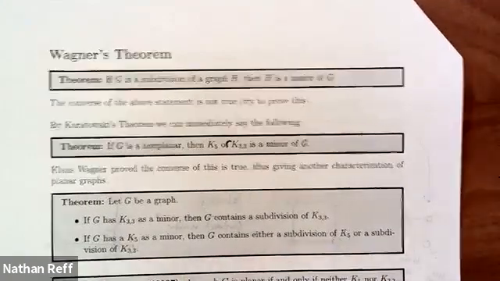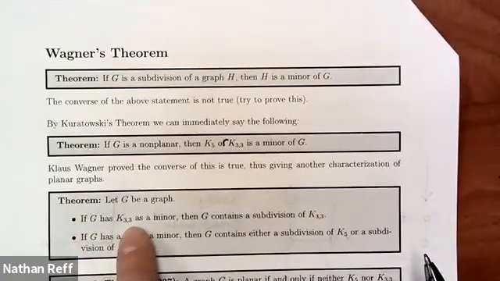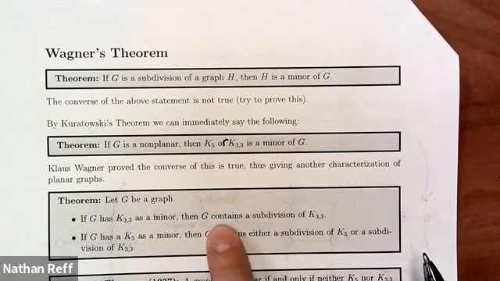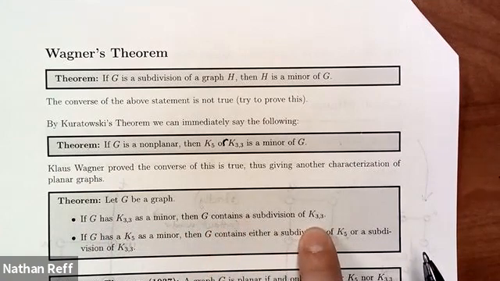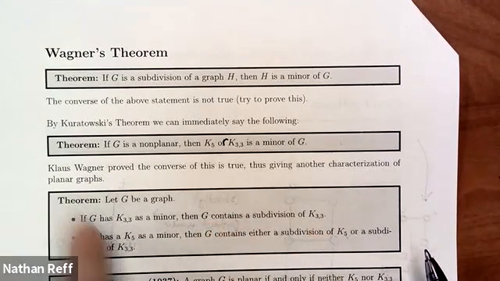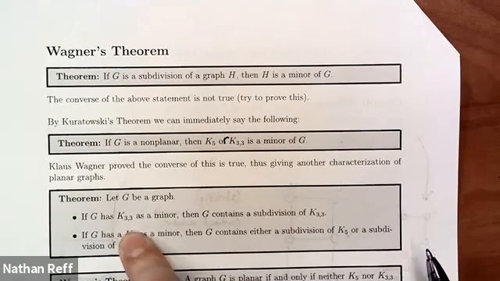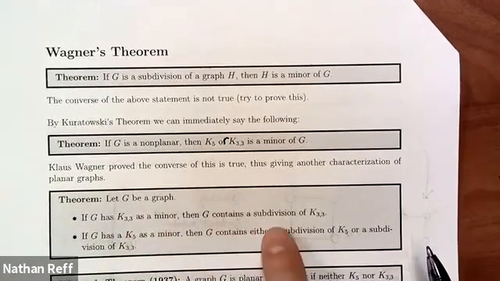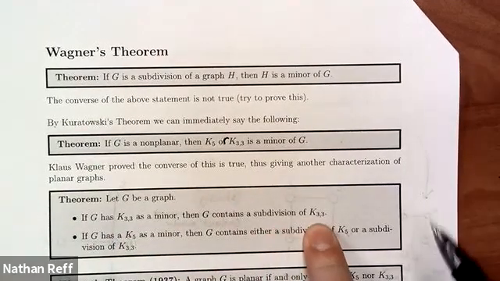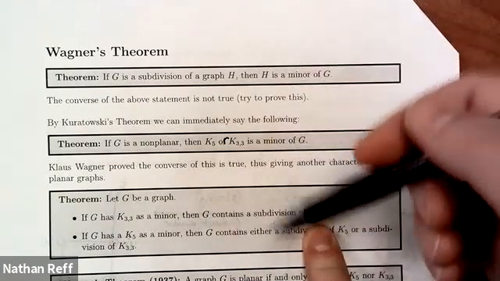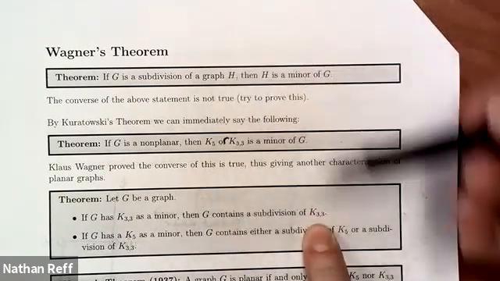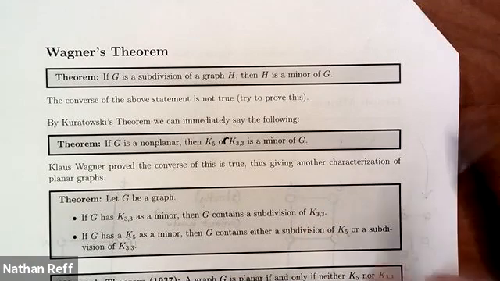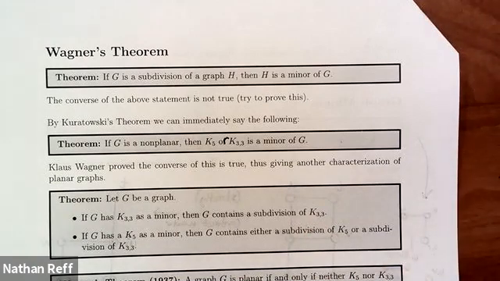So let G be a graph. If G has a K3,3 minor, then G contains a subdivision of K3,3. I hope I said 3 both times. So if G has K3,3 as a minor, then G has a subdivision of K3,3. And therefore, by Kuratowski's theorem, it would be non-planar, right? Because Kuratowski says if there's a subgraph of G that has a subdivision of this, then it's not planar, right?